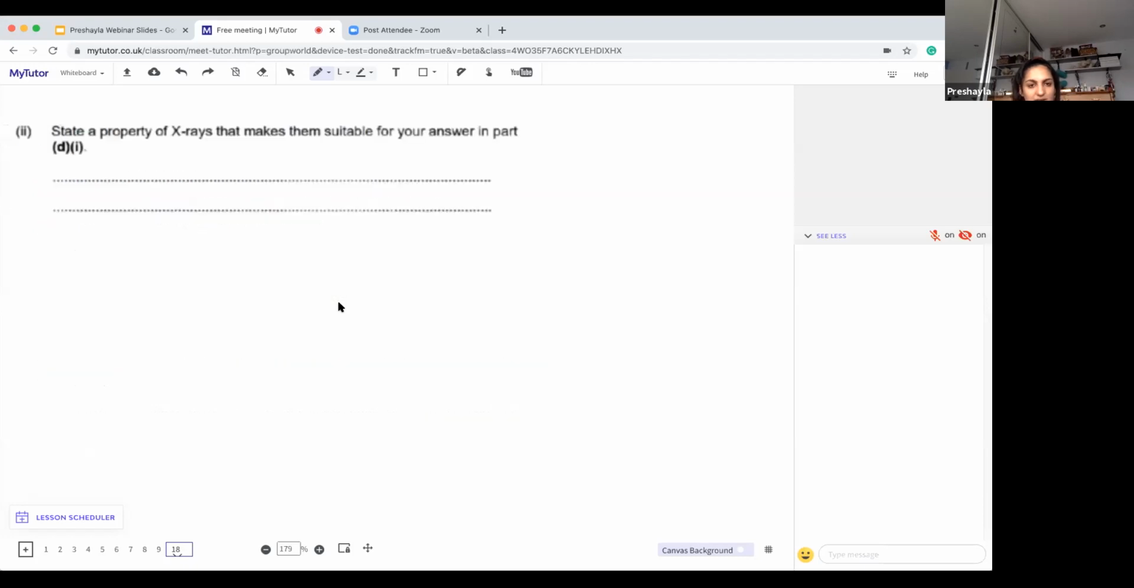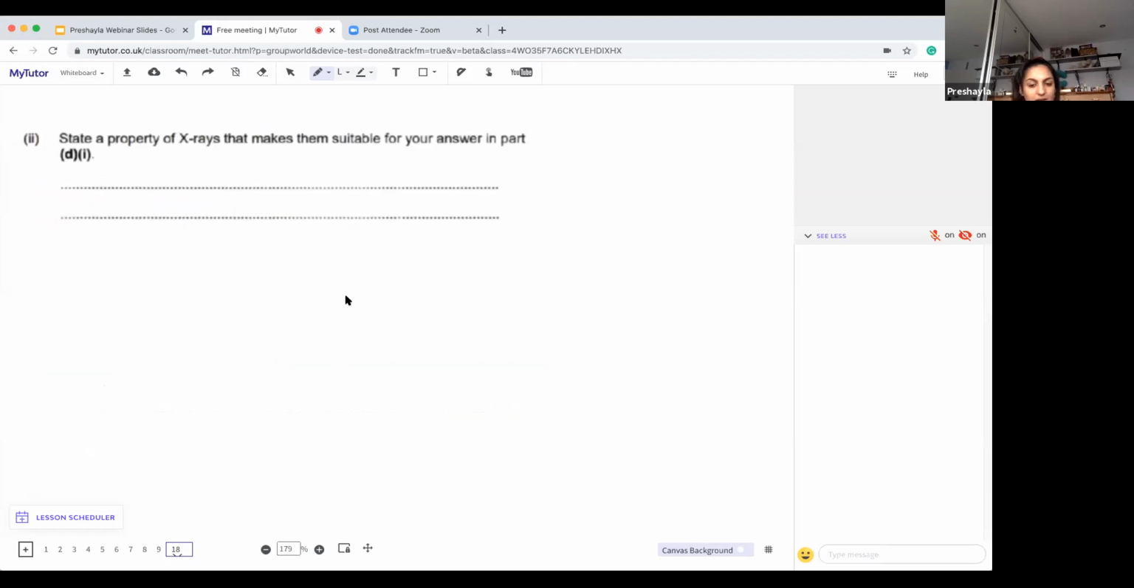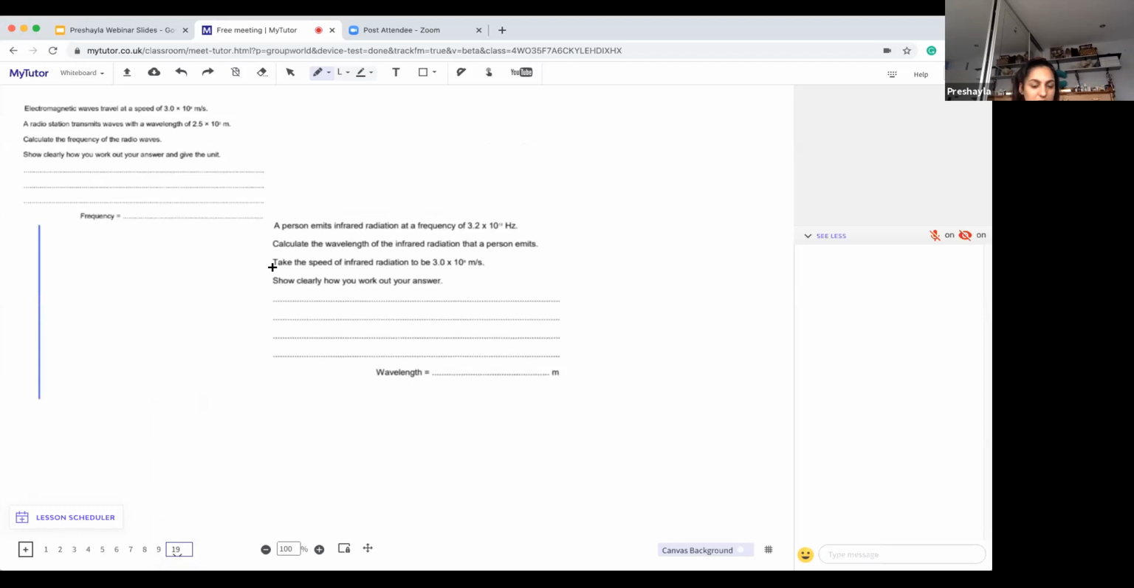And what is a property of x-rays that makes them suitable for therapy? Why are x-rays suitable for therapy? Good, they are high energy waves. So X-rays are high energy waves that make them suitable for therapy, for killing off those cancerous tumours.